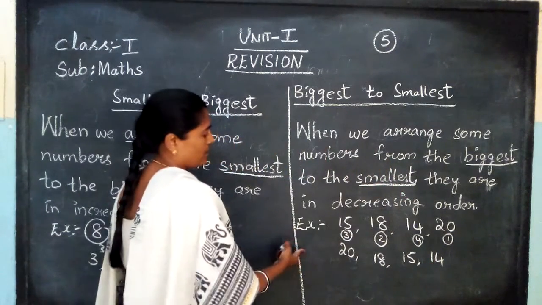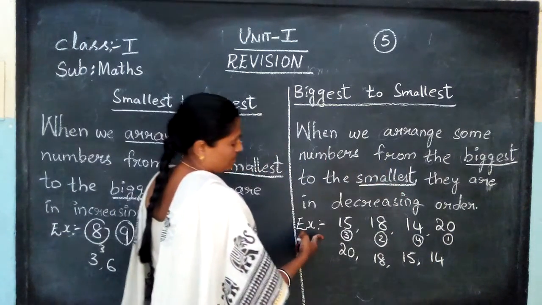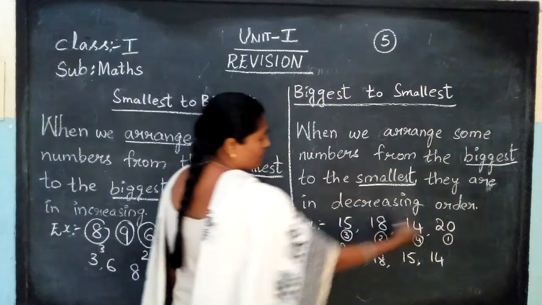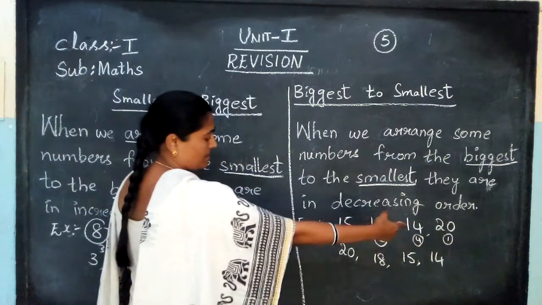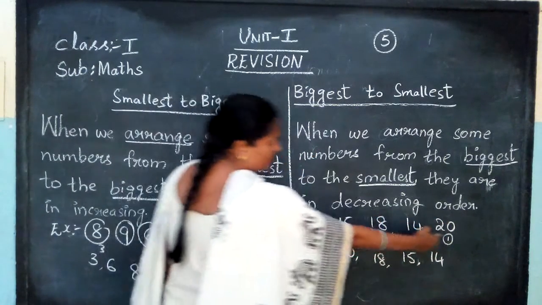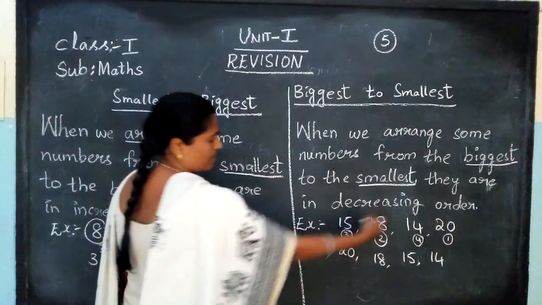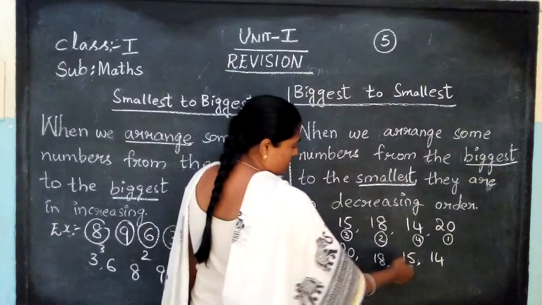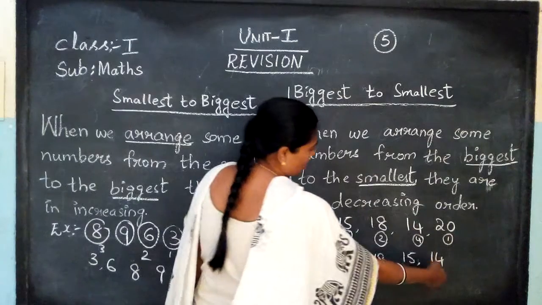Again I will explain. You have to write the numbers from big number to the small numbers. Now in these four numbers, which is the big number? First which big number will come? 20. Yes. Next big number 18. Next big number 15. Next big number 14.